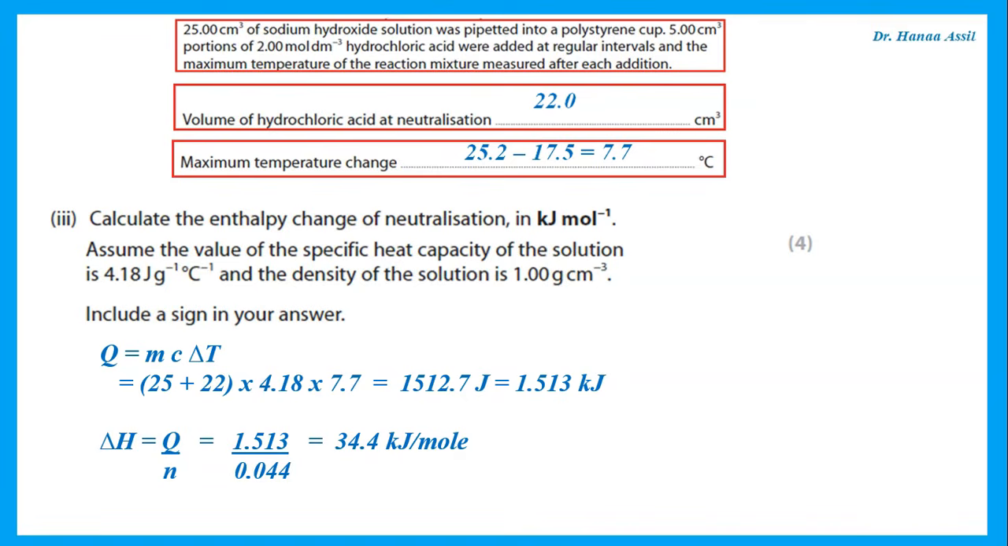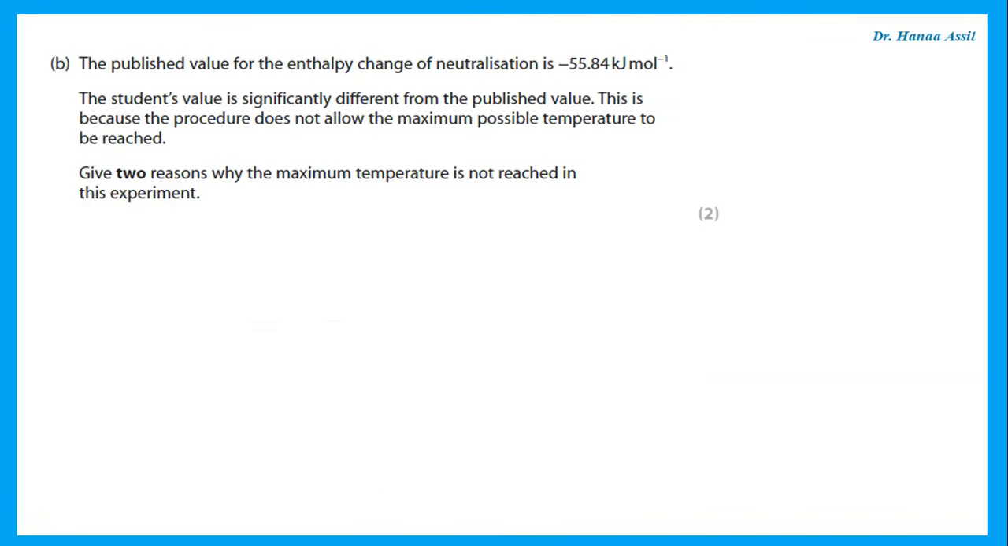And we get this value in kilojoule per mole. Have we finished? You have to remember that delta H must have a sign, and the question always says include a sign. What is the sign? Well, obviously the temperature went up from 17.5 to 25. So going up means the reaction is exothermic, and that means the delta H must have a negative value. The published value for the enthalpy change of neutralization is minus 55.84. Our value is obviously less.